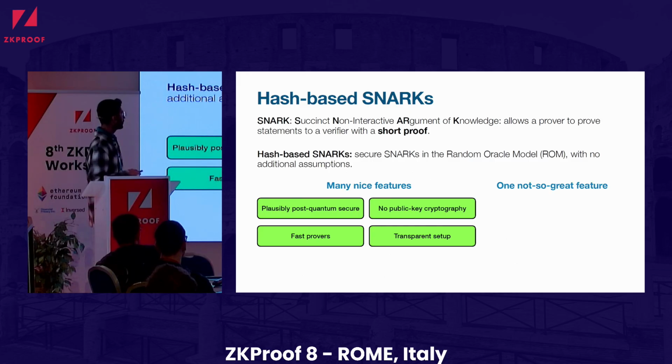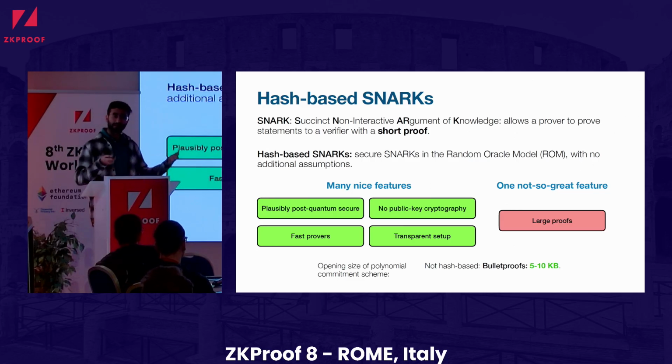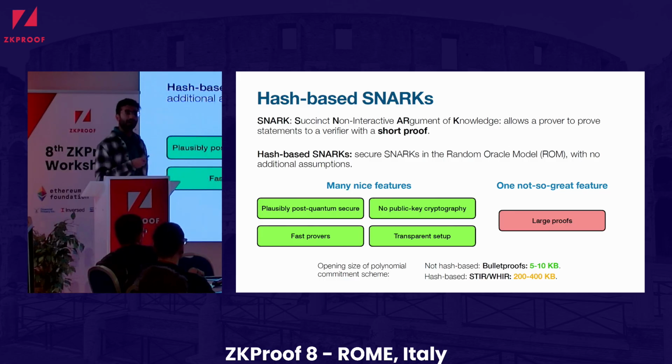These are all nice, but there is one not-so-great feature that they have, which is that they have quite large proofs. For example, if you look at the opening size of a polynomial commitment scheme for Bulletproofs, which are not hash-based, you can get proof sizes in the range of about 5 to 10 kilobytes. But if you look at the state of the art in terms of proof size for hash-based SNARKs, you have STIR and WHIR, which are in the range of 200 to 400 kilobytes. So there's a huge gap here.